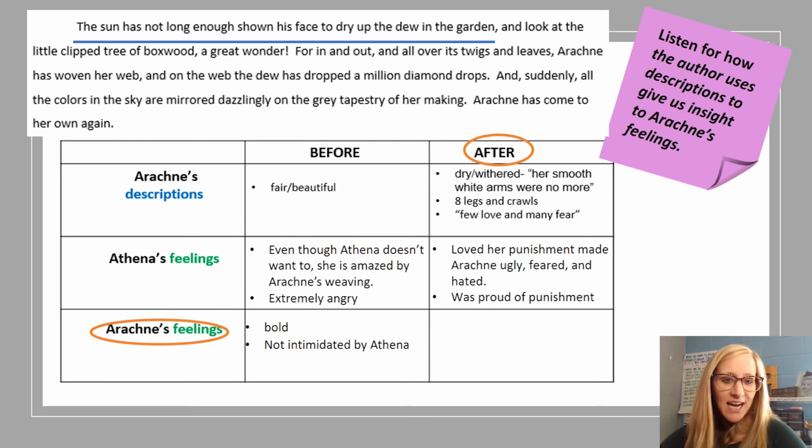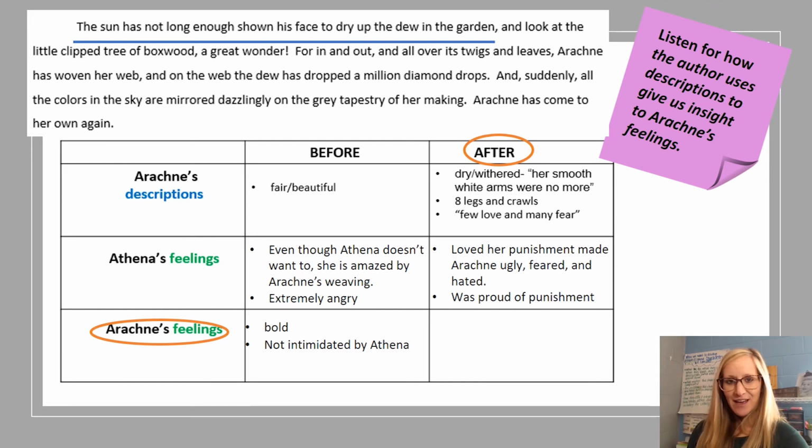The sun has not long enough shown his face to dry up the dew in the garden, and look at the little clipped tree of boxwood, a great wonder. For in and out, and all over its twigs and leaves, Arachne has woven her web, and on the web the dew has dropped 1,000,000 diamond drops, and suddenly all the colors in the sky are mirrored dazzlingly on the gray tapestry of her making. Arachne has come to her own again.